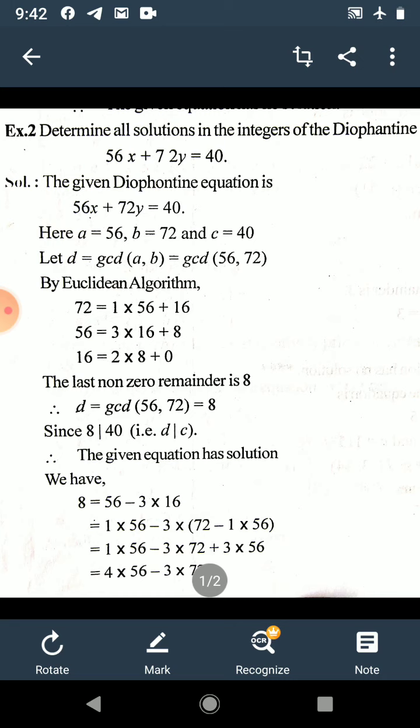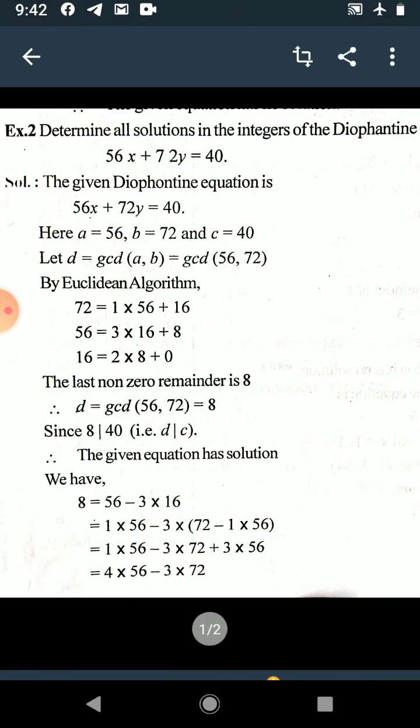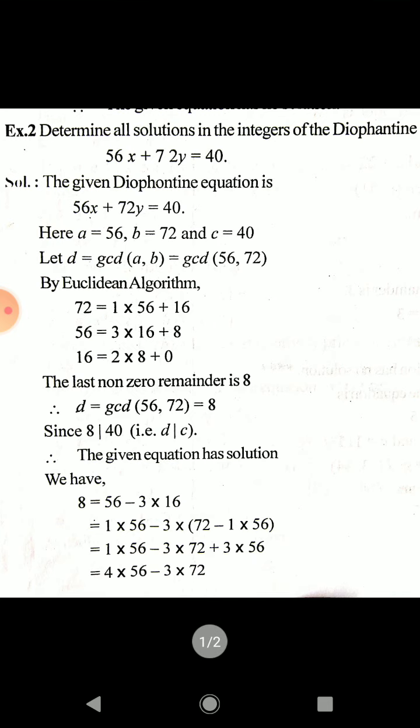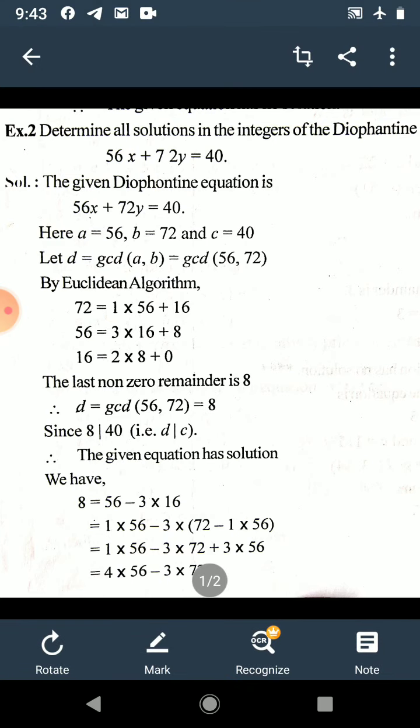To find all its solutions, at first we shall see whether the given Diophantine equation is solvable or not. That means it has a solution or not. And it has a solution if the greatest common divisor of the coefficients 56 and 72 divides 40. For that purpose, at first we shall find the greatest common divisor d of the coefficients 56 and 72. We suppose that d is the greatest common divisor of 56 and 72.